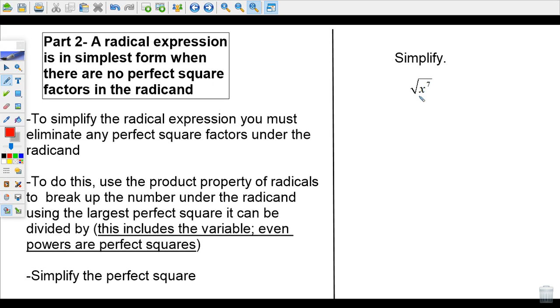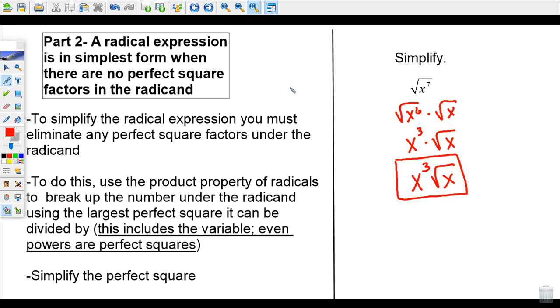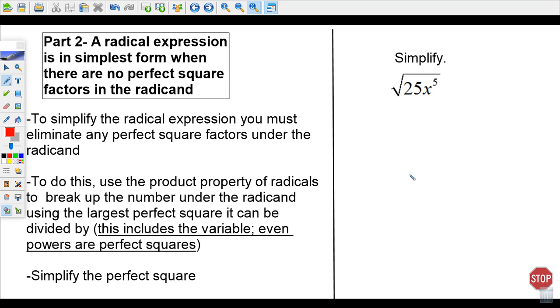Square root of x to the 7th. We have an odd numbered power, so we need to factor out or break it up using the biggest even number power that we can, which would be 6. So we're going to break this up into radical x to the 6th times radical x. The square root of x to the 6th is half of this exponent, so it'd be x to the 3rd times the square root of x. And again, just clean it up. This would be x to the 3rd radical x. Last one.